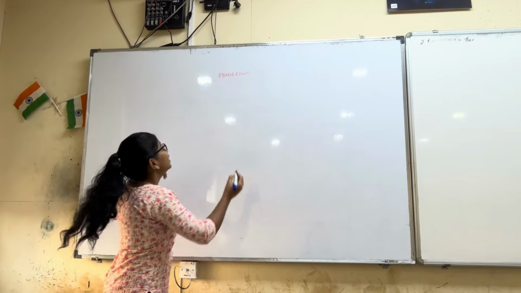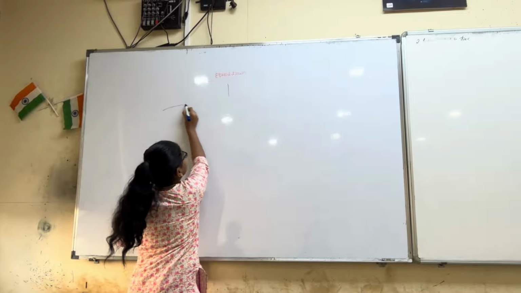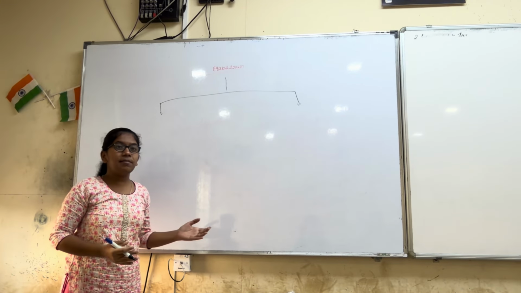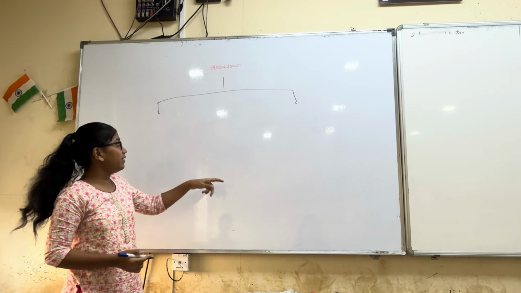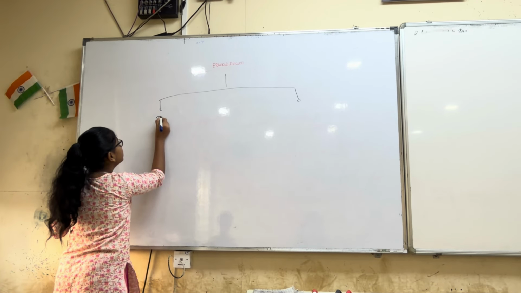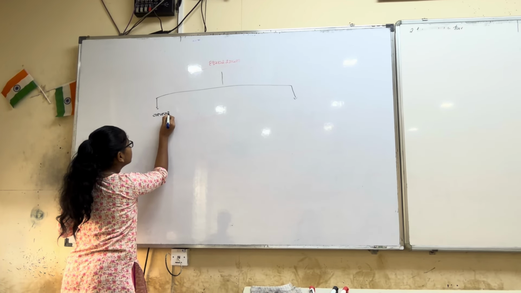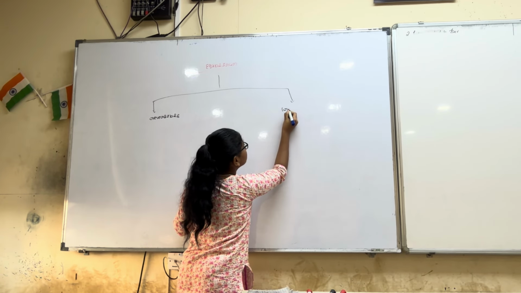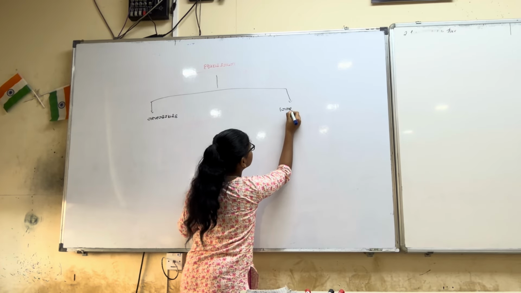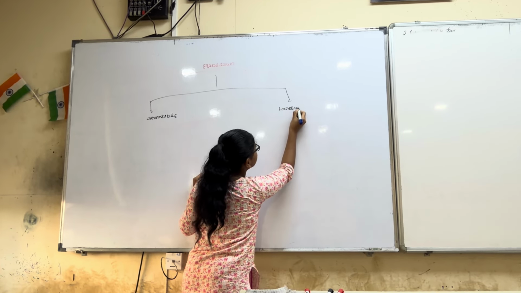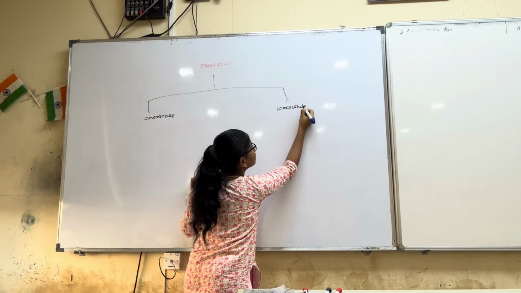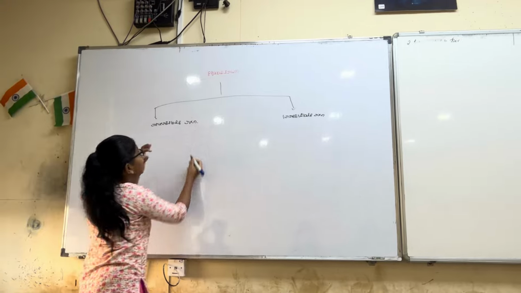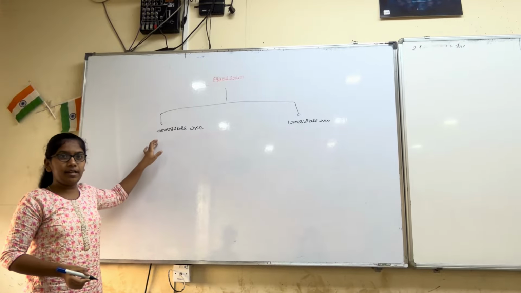Equilibrium chapter. There are two types in equilibrium. Chemical reaction: one is reversible reaction, another one is irreversible reaction. Equilibrium takes place in only reversible reaction.